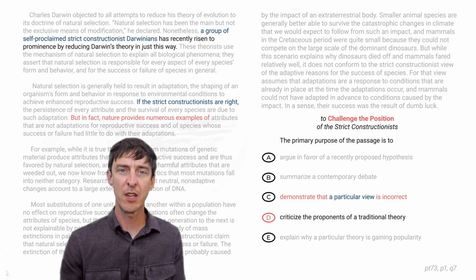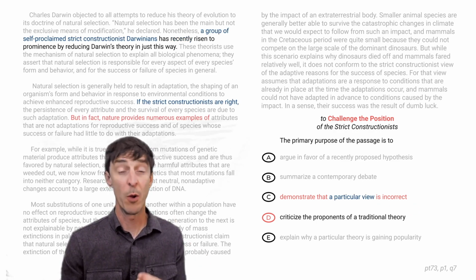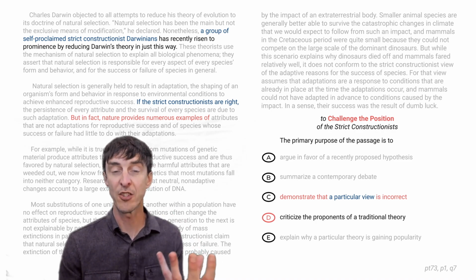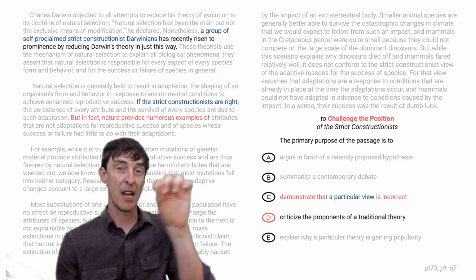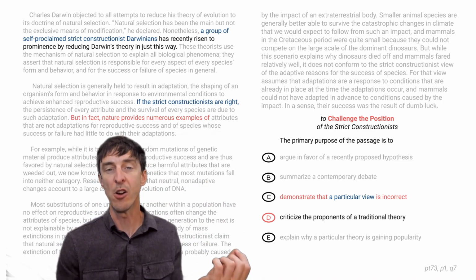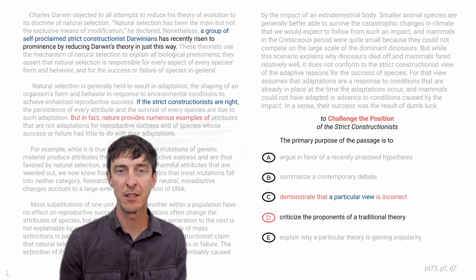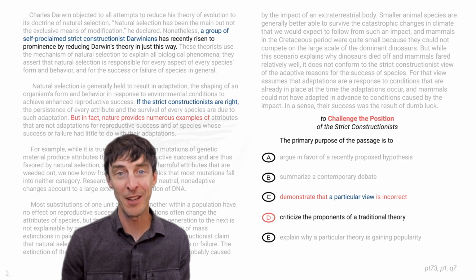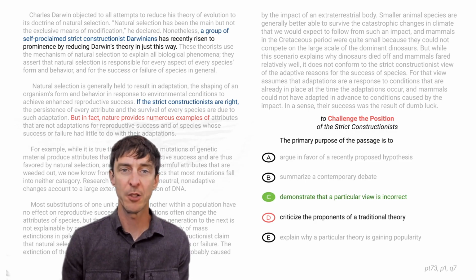Are we demonstrating a view is incorrect? That verb demonstrate is pretty strong, but we actually did have a pretty formal logic takedown here. We said if they were right, X would follow, but X doesn't follow, therefore they are wrong. And we provided two chunks of supporting text. So yeah, we kind of demonstrated that the strict constructionist view is incorrect. C looks good top to bottom.